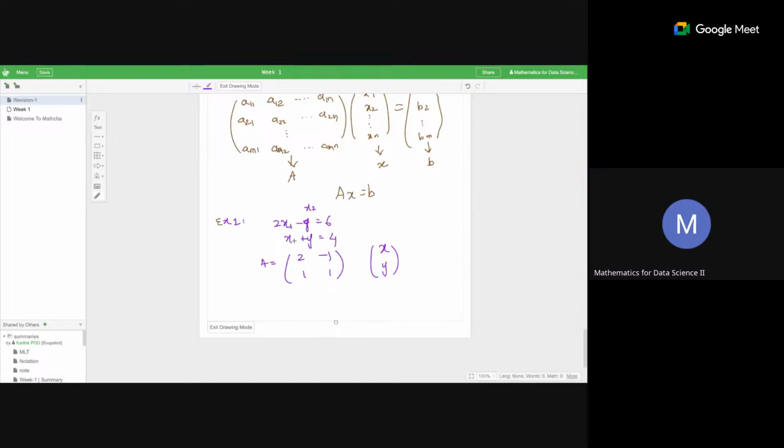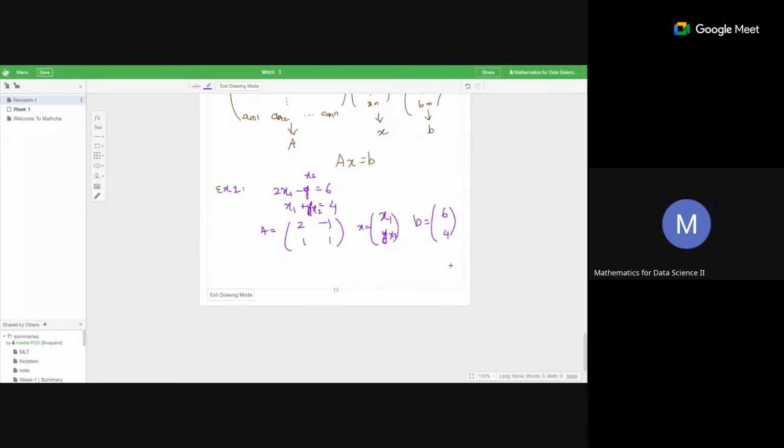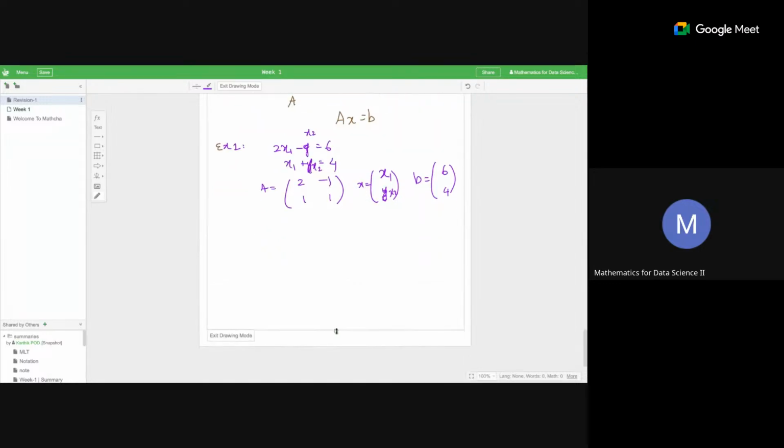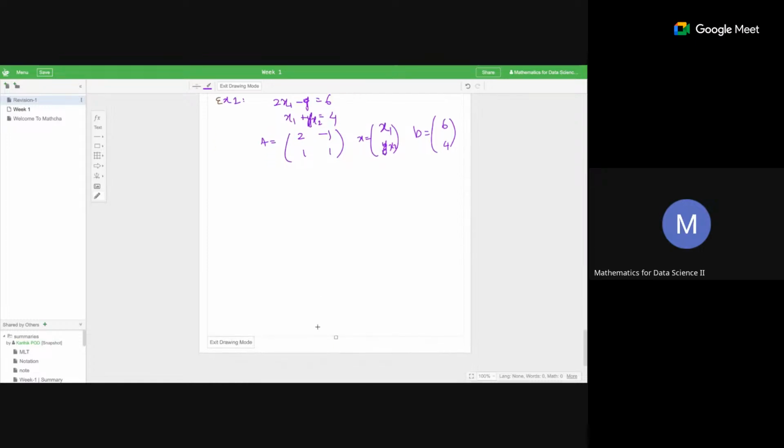x1, x2. So now you have this as x1, x2. What is your B? 6, 4. Okay, so you understand how to represent a given system as a matrix representation. You all understand? Yes, ma'am. Quickly tell me the next one as well.